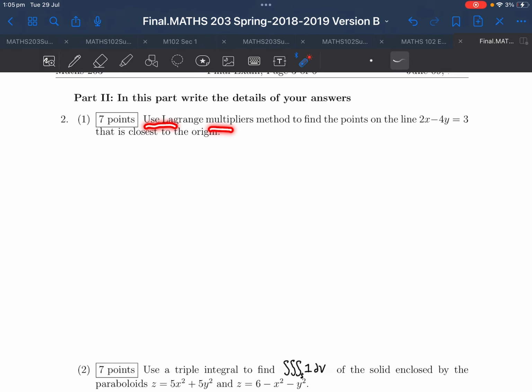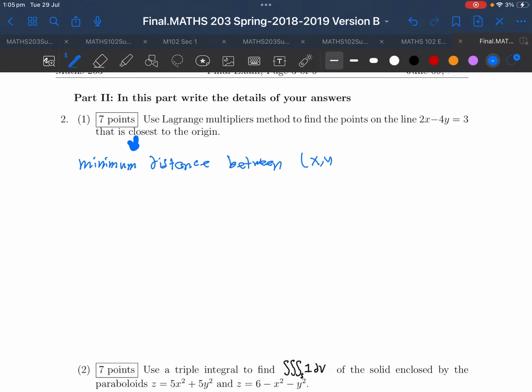As you can see here, we use the Lagrange multiplier method to find the point on this line that is closest to the origin. Now, if you remember, when we say the word closest, it means the minimum distance. So here I'm looking for the minimum distance. But the distance between what and what? It will be the minimum distance between the point that I need to find, which I don't know what it is, I will call it x, y, z, and the origin, which is given by the coordinate 0, 0, 0.